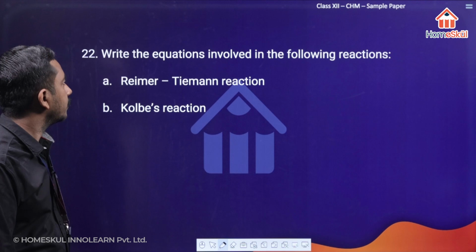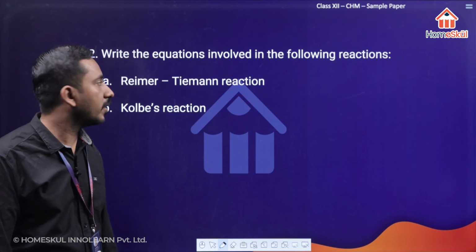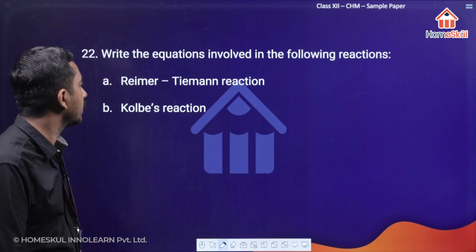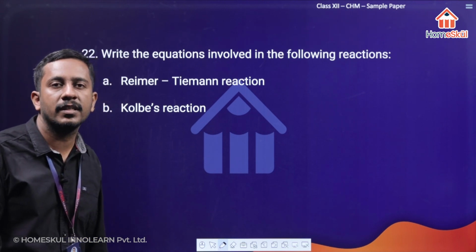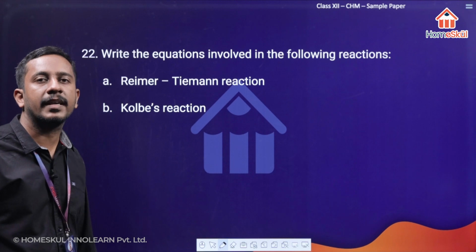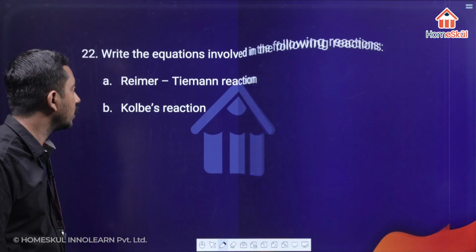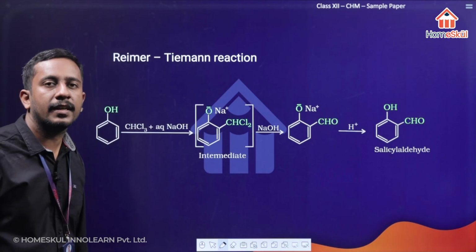Now the next question. This is a direct question. We have to write the reactions or equations involved in the following reactions. The first one is the Reimer-Tiemann reaction, and the second one is Kolbe's reaction, or Kolbe's electrolytic reaction. Both of the reactions are neatly mentioned in our textbook. This is a very direct question. So what is the Reimer-Tiemann reaction?